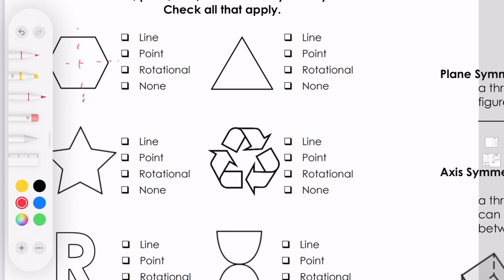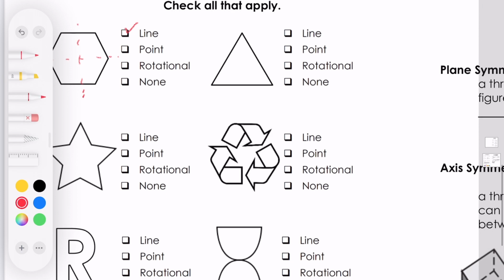I can fold it from the side. I can flip it over there. I can flip it upside down. And it would be the same exact shape. So I can make sure and check off that it does have line symmetry.